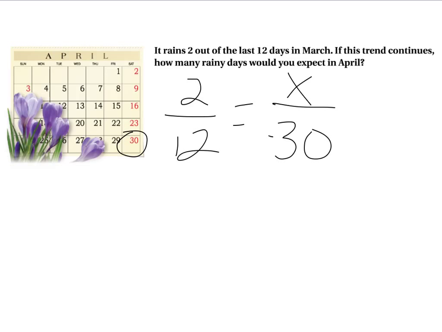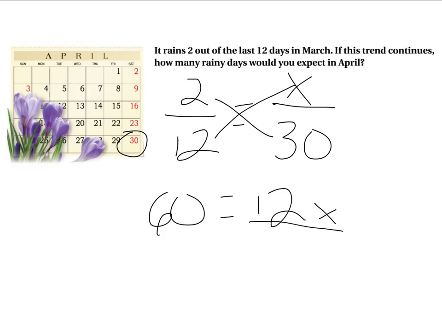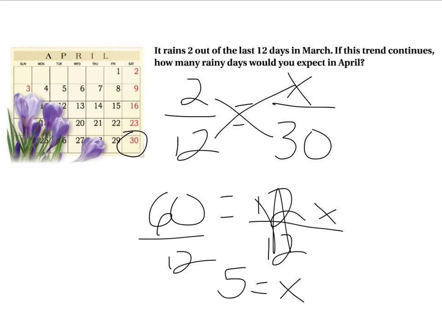I'm going to go ahead and cross multiply. 30 times 2 is 60. 12 times x is 12x. When I divide by 12 on both sides, these cancel out. X, I'm left with 5. So in theory, it's going to rain 5 times in April. That's theoretical probability. That doesn't mean that's what's going to happen. In theory, it should rain 5 times in the month of April.